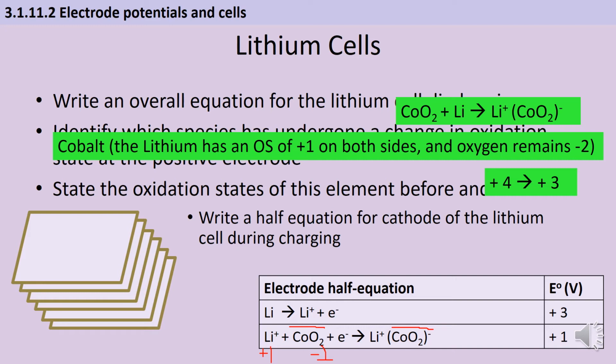And then for our last question, we want a half equation for what's going on at the cathode during charging. So remember, cathode is going to be reduction, so we're going to have electrons being gained. What's going to happen there is the reversal of this process here. My lithium ion is going to gain some electrons and turn back into lithium atoms.